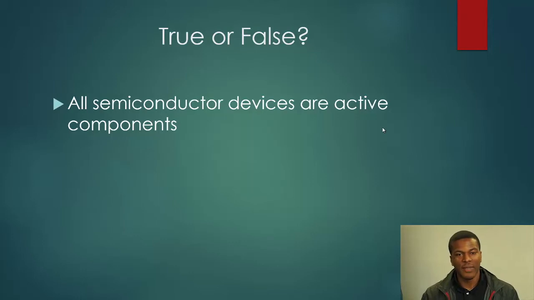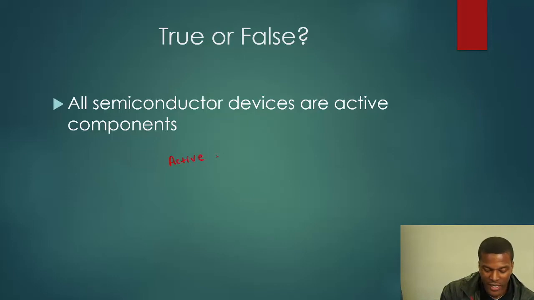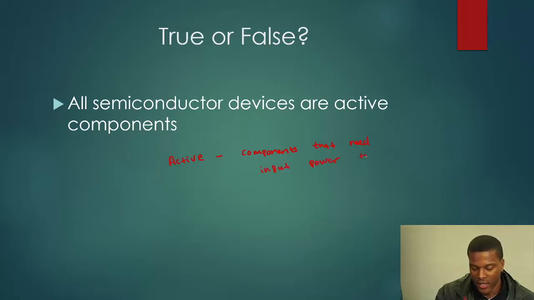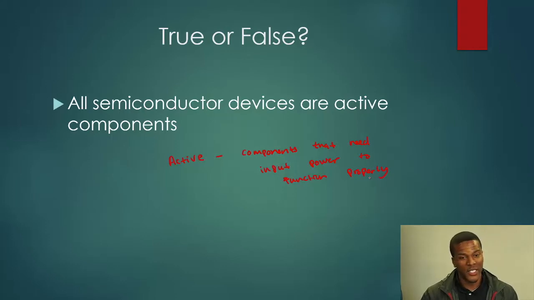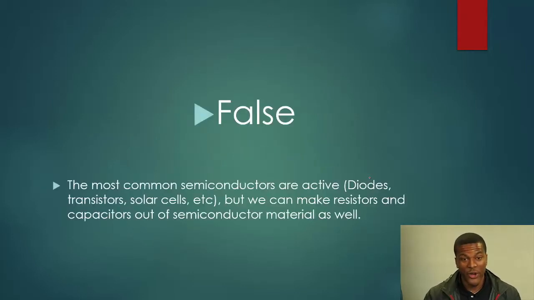True or false? All semiconductor devices are active components. Again, we define active components as components that need input power to function properly. So, is this true for all semiconductor devices? True or false? The answer is false. Although it's true for the most common semiconductors, such as diodes, transistors, solar cells, LEDs, etc., we can make passive components with semiconductors as well.